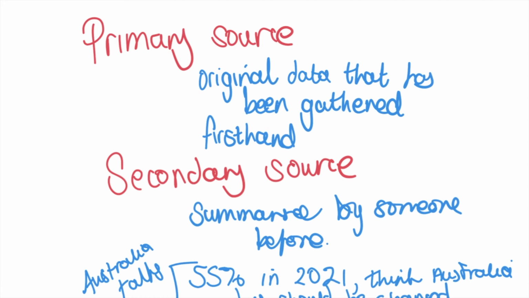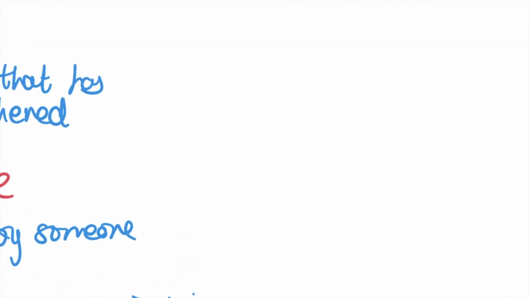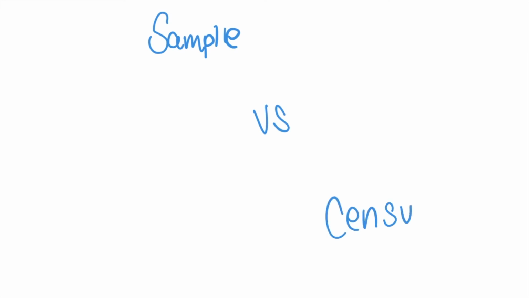So that's the difference between primary and secondary sourced data. Primary data is data you've gotten yourself, while secondary is data that's been summarized by someone else and then you're using it. So the last thing we're going to look at today is the difference in collecting data from a sample versus a census. And it's very easy.